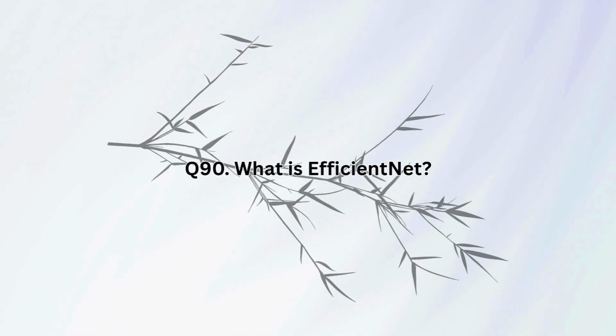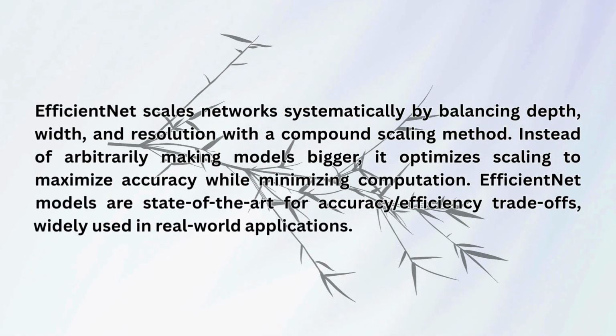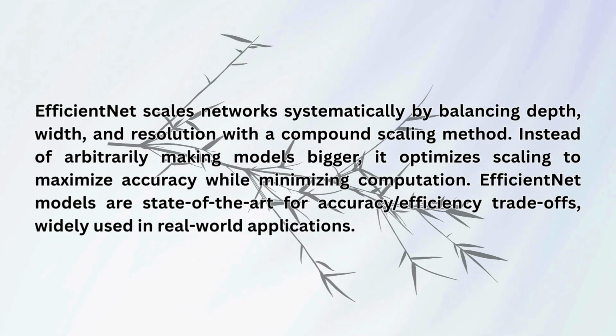What is EfficientNet? EfficientNet scales networks systematically by balancing depth, width, and resolution with a compound scaling method. Instead of arbitrarily making models bigger, it optimizes scaling to maximize accuracy while minimizing computation. EfficientNet models are state-of-the-art for accuracy or efficiency trade-offs, widely used in real-world applications.